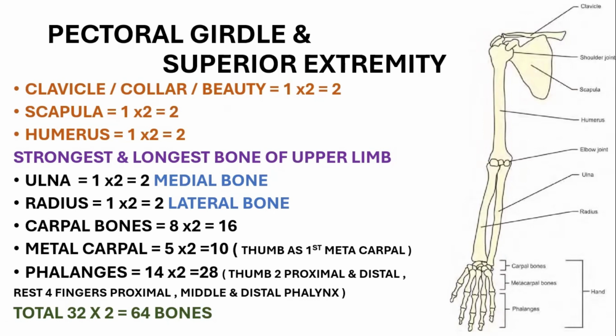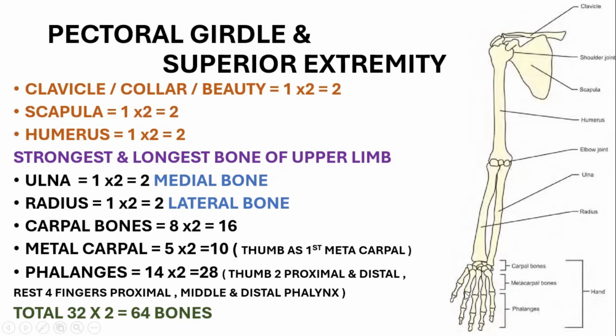And metacarpal, how many fingers do you have? You have 5 fingers, right? Please count. If you have 5 fingers, the metacarpal will be 5. And the thumb will be known as the first metacarpal. So thumb will be first, and then like this, 1, 2, 3, 4 towards the little finger.